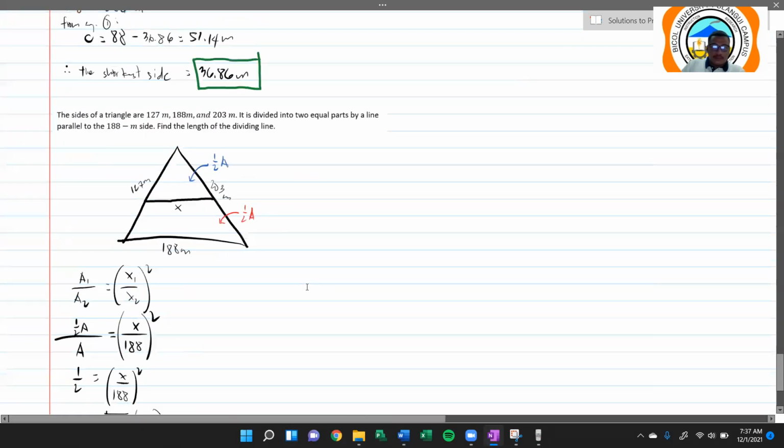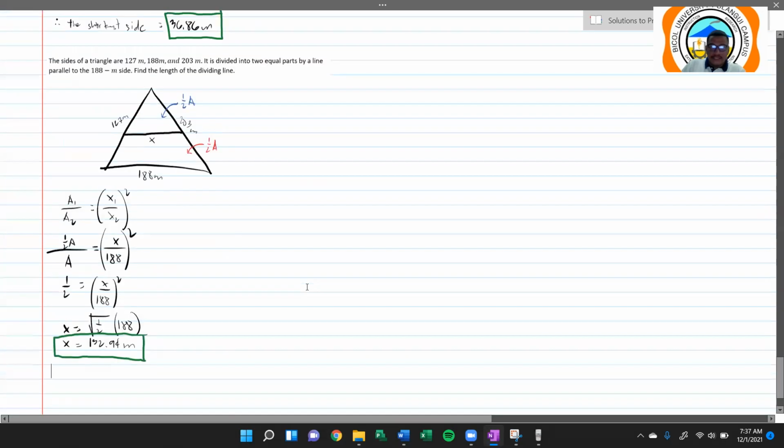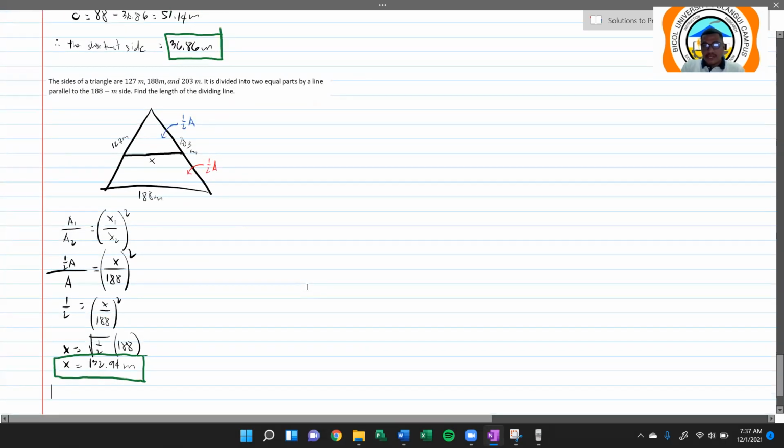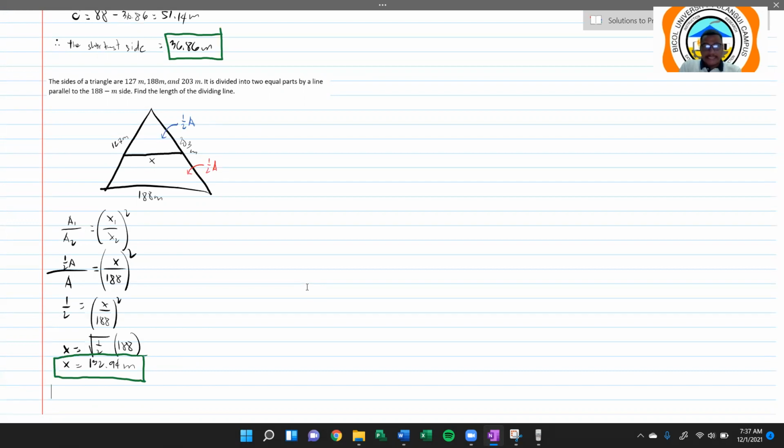So that's how we utilize the properties of similar triangles in solving the problem efficiently, using the shortest solution possible. Okay, thank you. And that is our module for solid mensuration, triangles. Thank you.